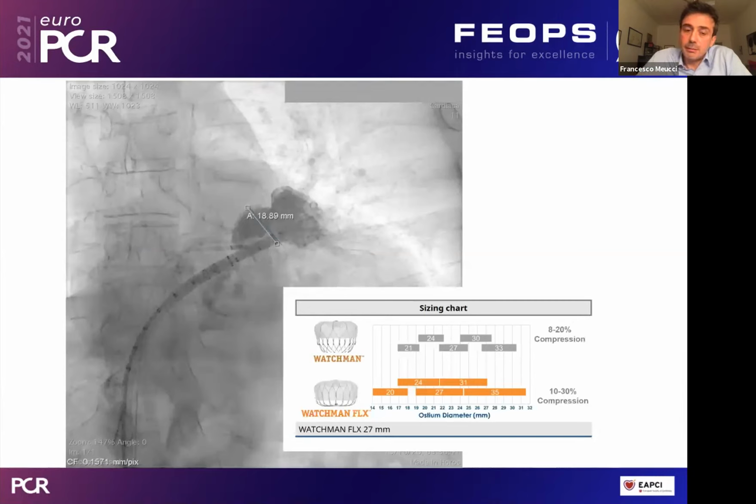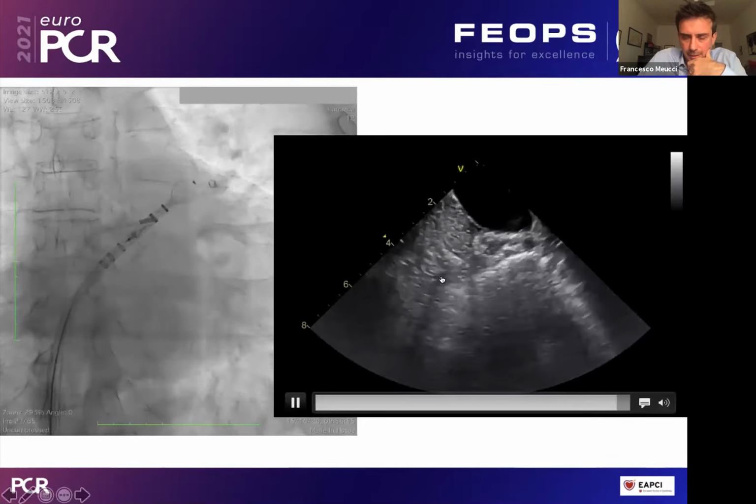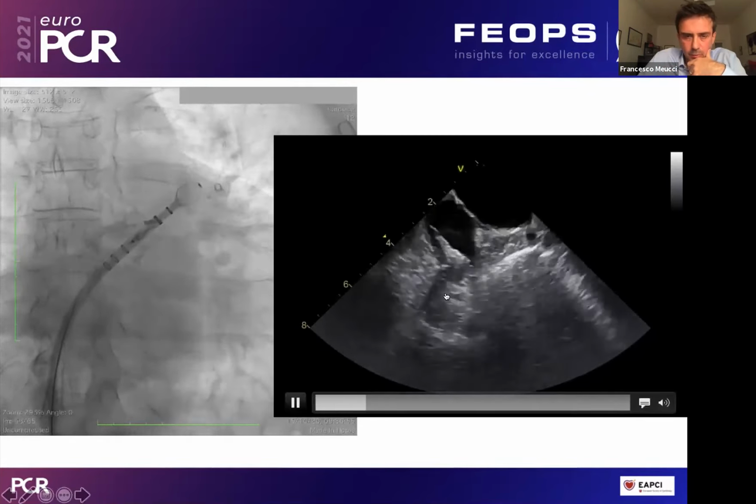So we selected the 27 device, and as you can see here, the maneuver with the flex device is quite easy because you have this ball morphology. Probably you are aware of it. This is a big news for the Watchman users from the previous device. So you have the ball morphology that permits you to go inside the appendage as far as you need. And we said that we needed a depth and an implant depth quite meaningful. So we went inside the appendage, and you see clearly the ball also by the ICE probe.